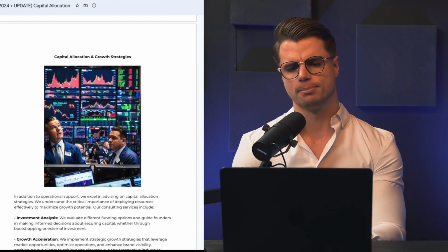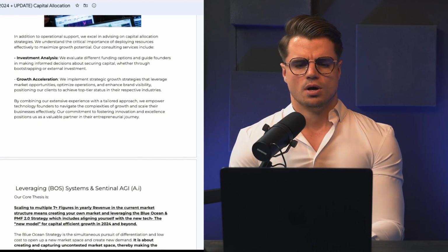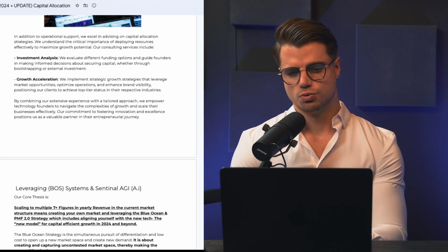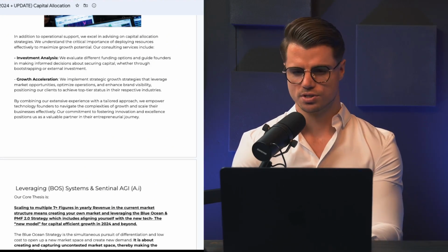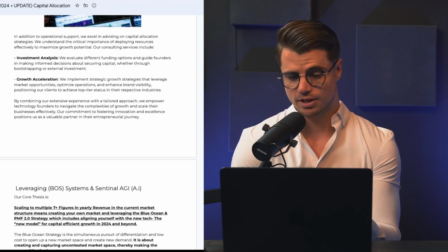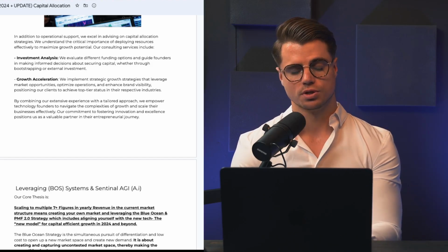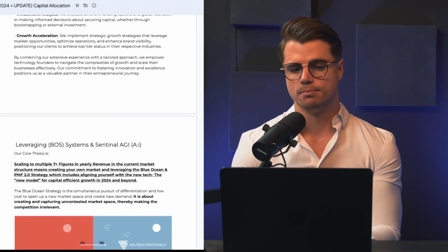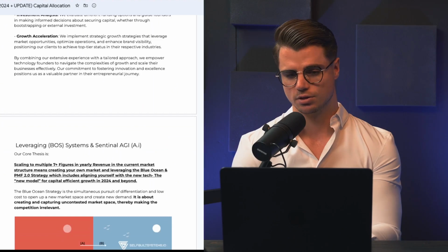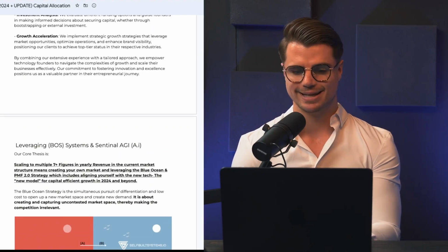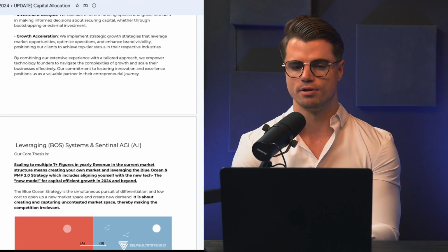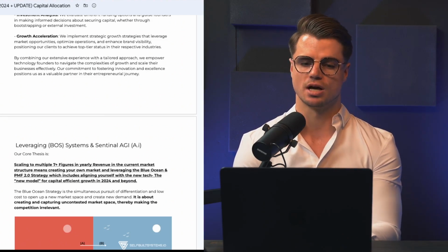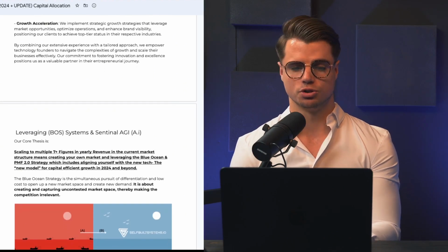Again, we're going to then look at capital allocation and growth strategies. So in addition to operational support, we excel in advancing our capital allocation strategies. We basically understand the critical importance of deploying resources effectively to maximize growth potential. Our consulting services simply include the following. We have investment analysis, we have growth acceleration, and by combining our extensive experience with a tailored approach, we empower technology founders to navigate the complexities of growth and scale their business more efficiently. Our commitment to fostering innovation and excellence positions us as a valuable partner in the entrepreneurial journey.